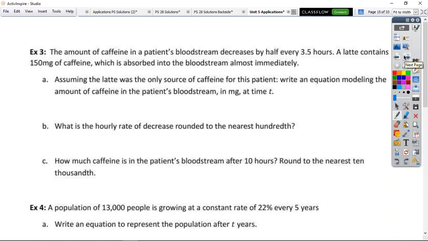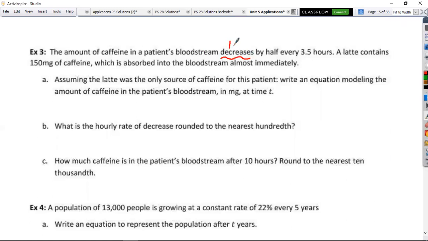So the amount of caffeine in a patient's bloodstream decreases. What do we have to do different? Exactly. 1 minus. Awesome. By half. So what's that as a percentage? Yep. But it doesn't occur every hour. It occurs every 3.5 hours. So what does that mean for my exponent? Awesome. T divided by 3.5.